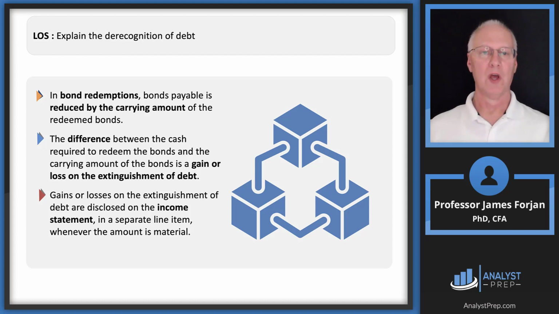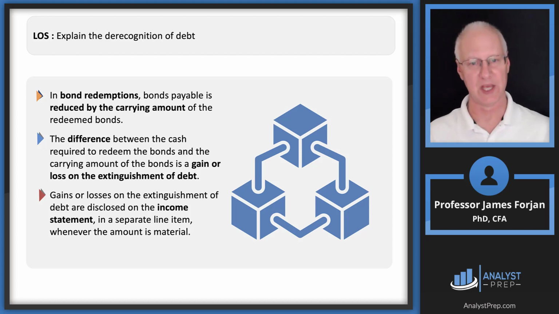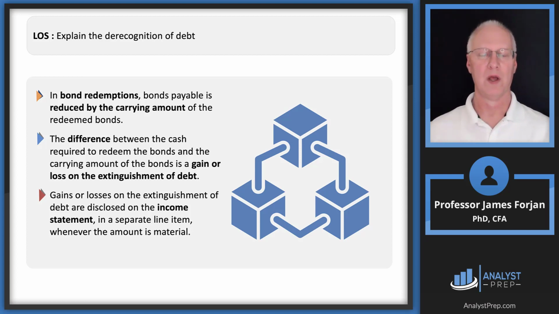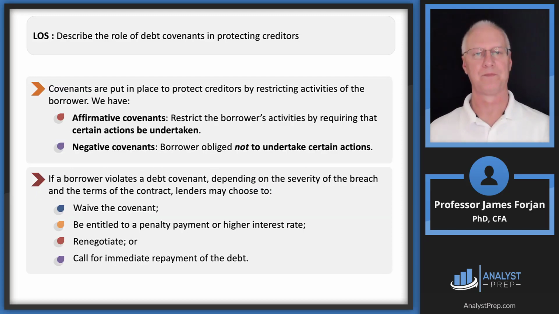Now, of course, depending on whether the bond was issued at a premium or a discount, or depending on what the current relationship is between the coupon rate and the yield to maturity on the bond, there might be a gain or a loss. And so this is going to have to show up over on the income statement. Notice our last arrow point there, in a separate line item whenever the amount is material.